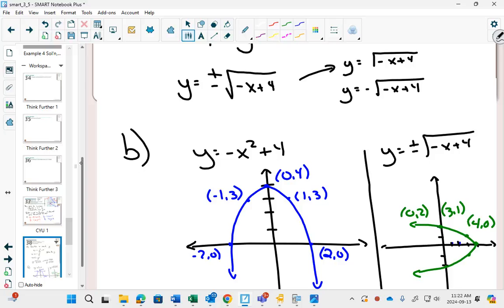What does the negative inside do to your graph? What kind of reflection? Horizontal. Can you see that the top part is a square root that's been flipped horizontally? The bottom part is a square root that has been flipped horizontally. The top part is the positive one. The bottom part also had your square root flipped down and flipped over. That's going to be the negative one. Okay?